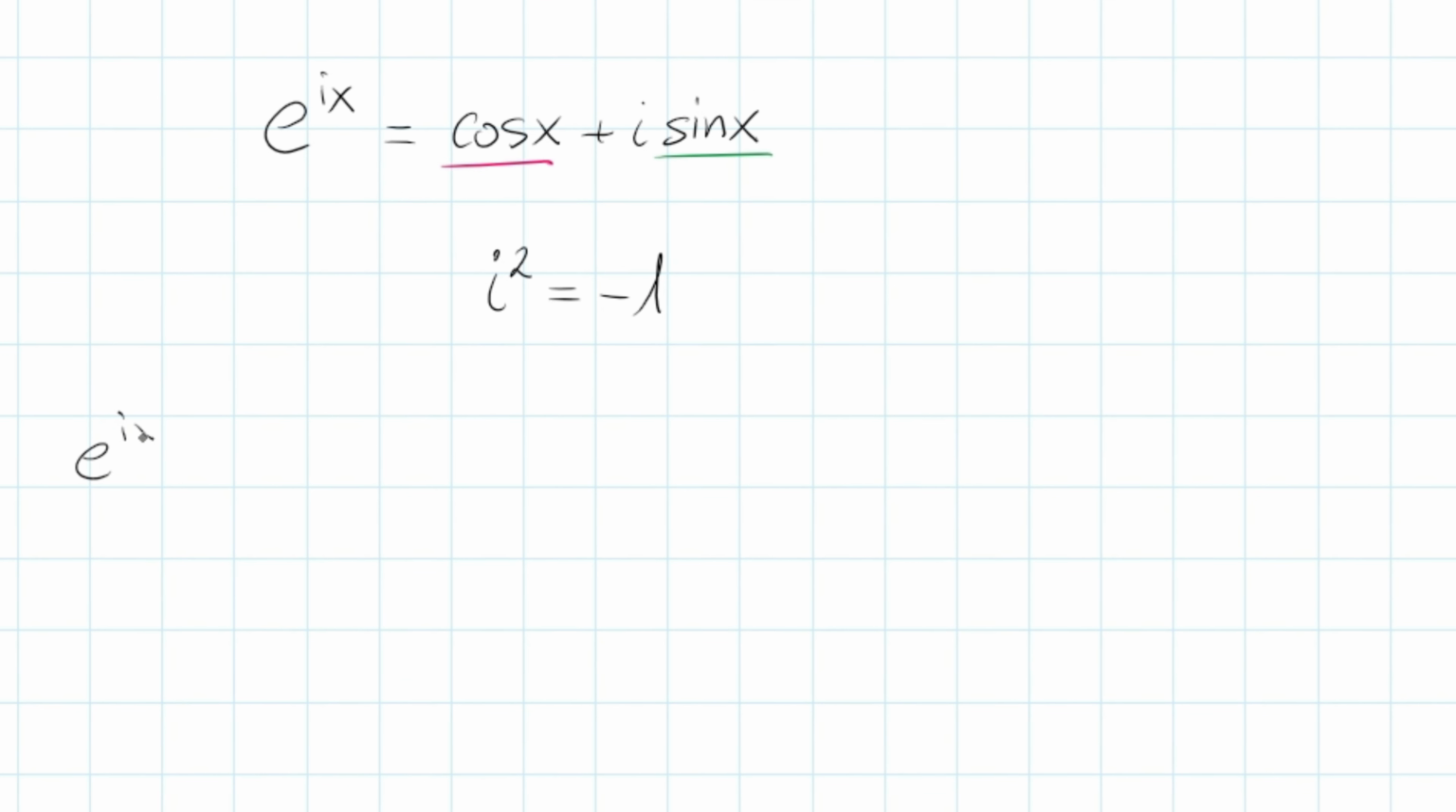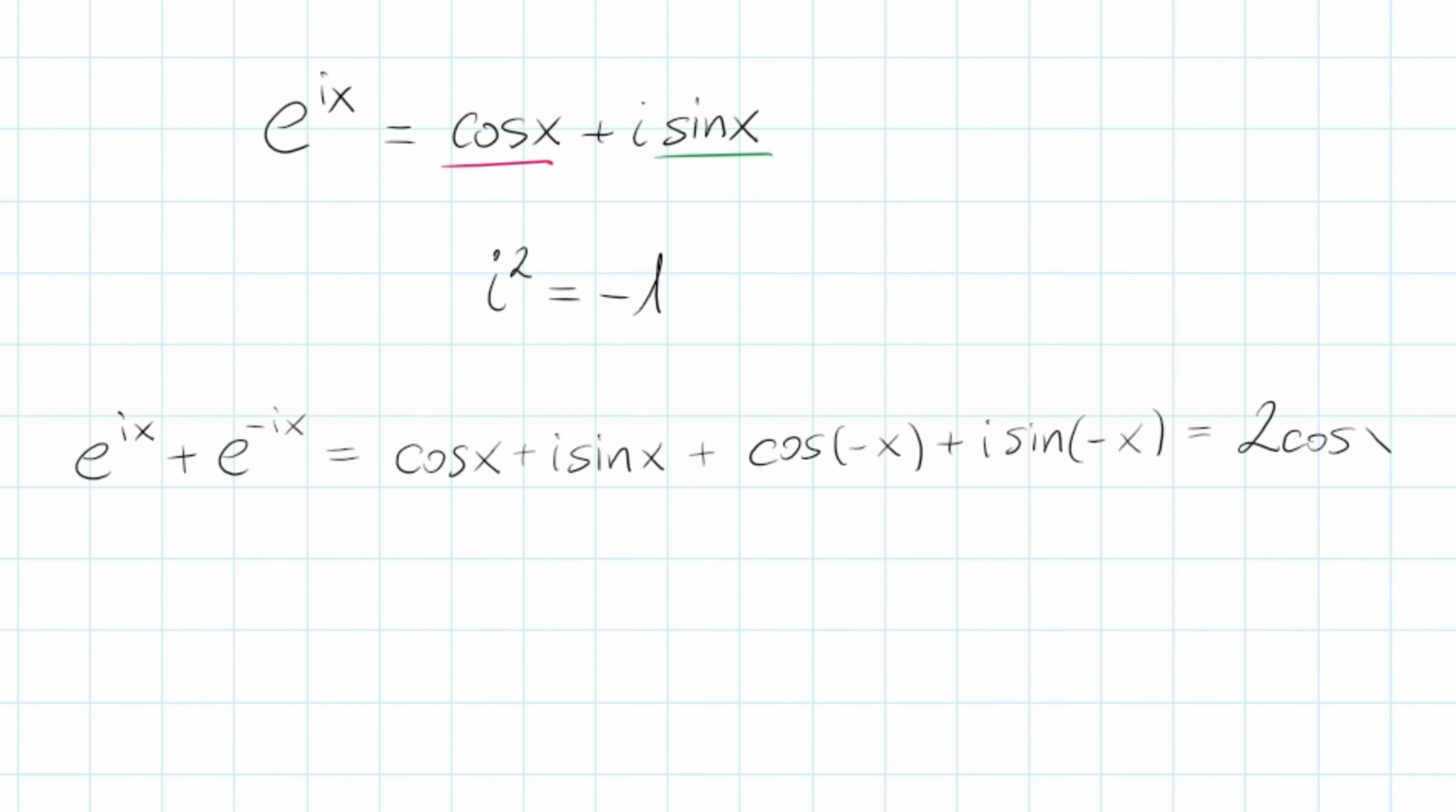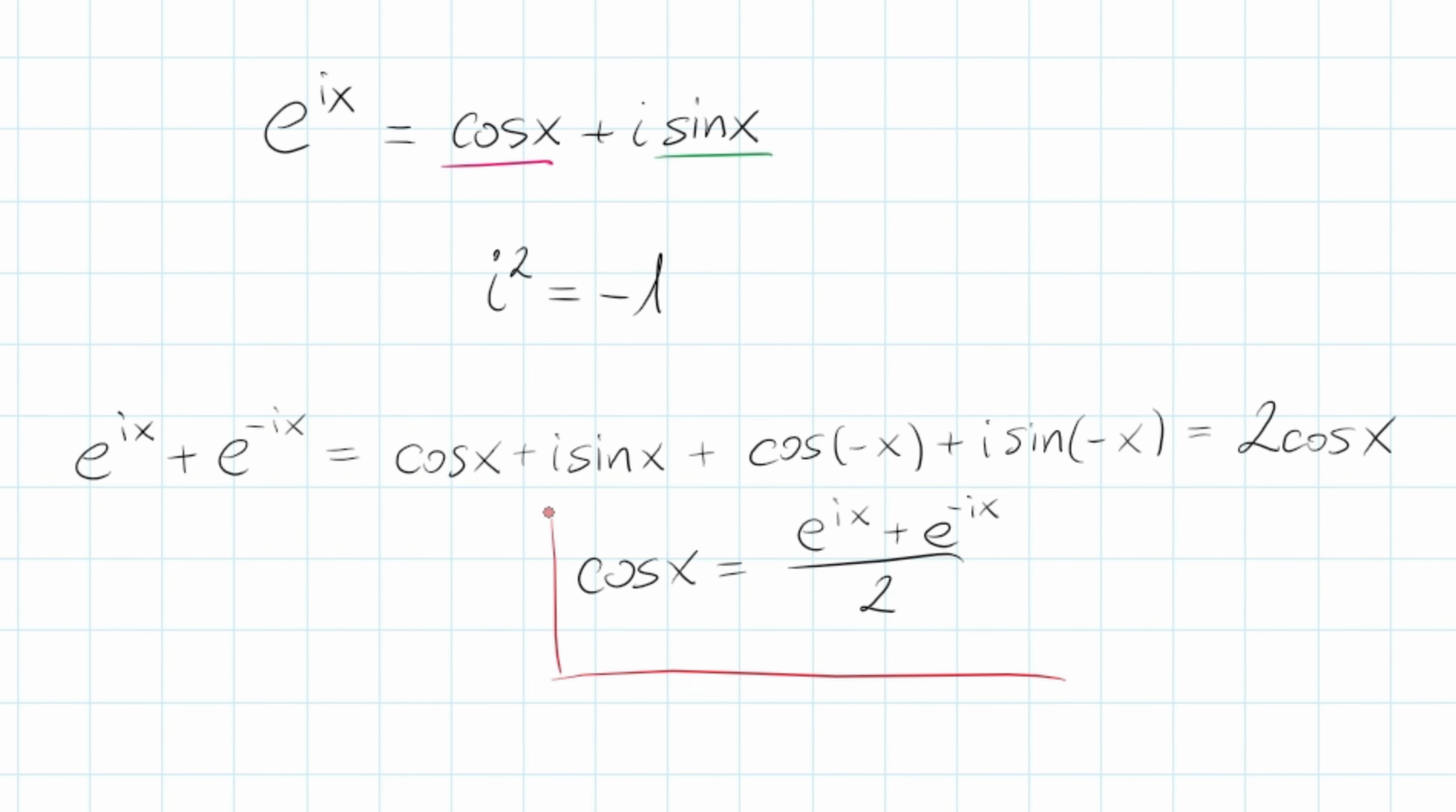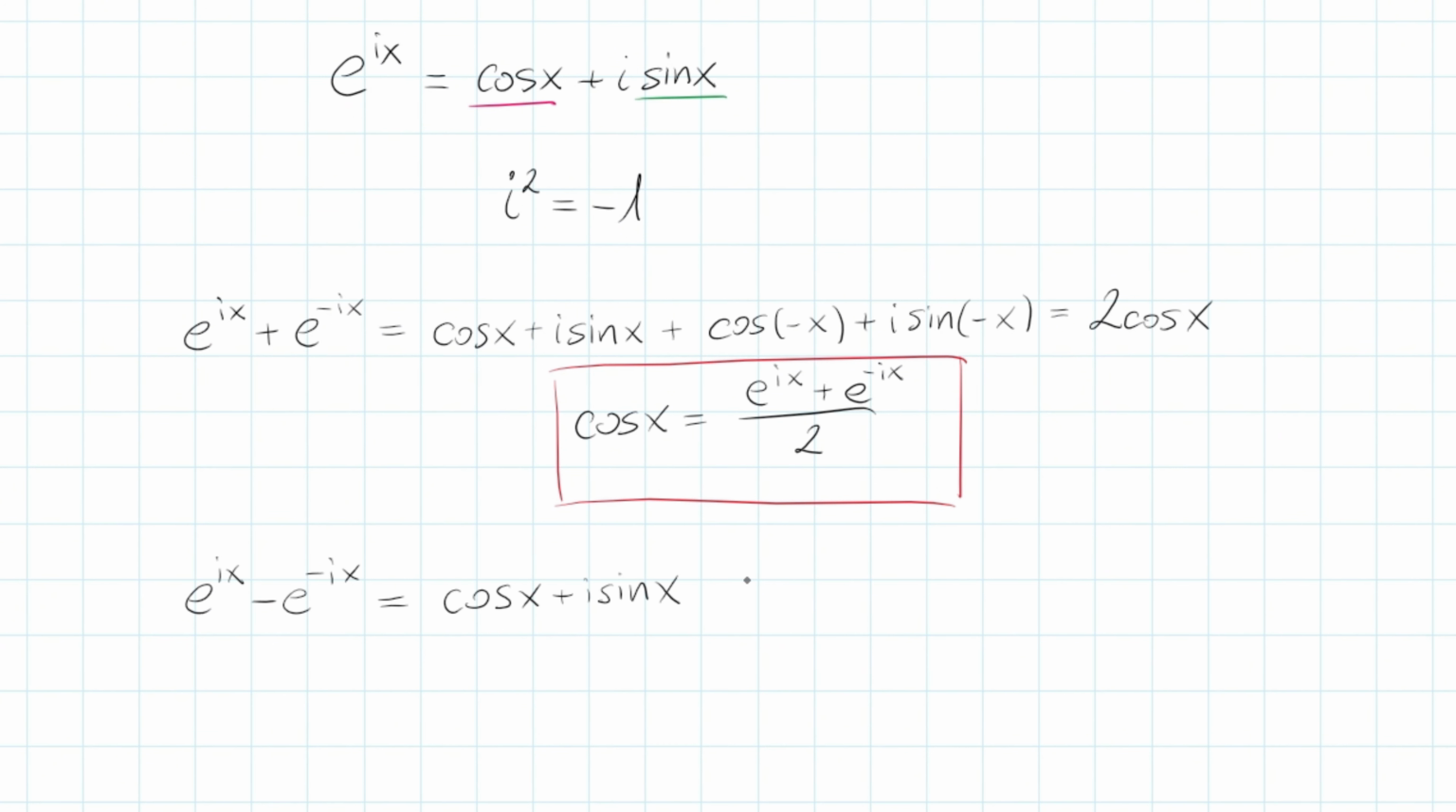Using Euler's formula, we solve for sine x and cosine of x. We compute e to ix plus e to minus ix, which is equal to cosine of x plus i sine of x plus cosine of minus x plus i sine of minus x. Since cosine is an even function and sine is an odd function, the sines cancel and the cosines add up. We get that cosine of x is e to ix plus e to minus ix all over 2. Similarly, we compute e to ix minus e to minus ix and find that sine of x is e to ix minus e to minus ix all over 2i.